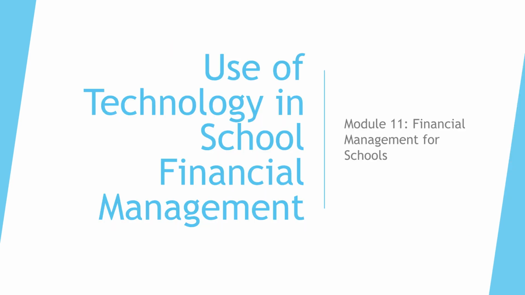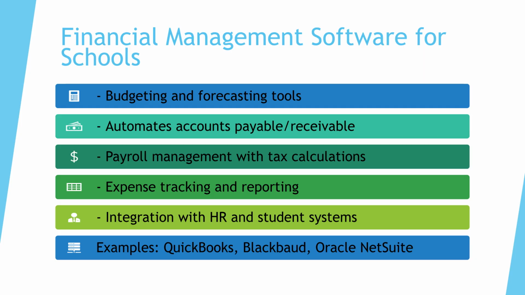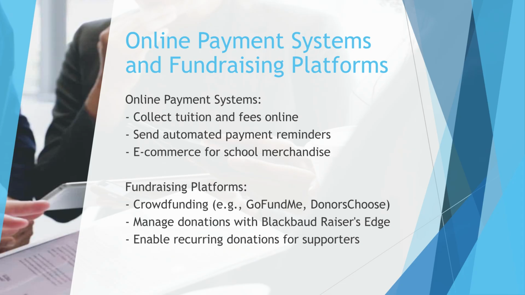Module 11 focuses on the use of technology in school financial management. Financial management software provides budgeting and forecasting tools, automates accounts payable and receivable, manages payroll, tracks expenses, and integrates with HR systems. Examples include QuickBooks, Blackbaud, and Oracle NetSuite. Online payment systems help collect tuition and fees, send automated reminders, and manage e-commerce. Fundraising platforms like GoFundMe and Blackbaud Razor's Edge enable crowdfunding and recurring donations.